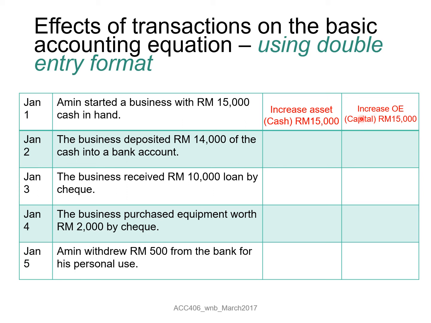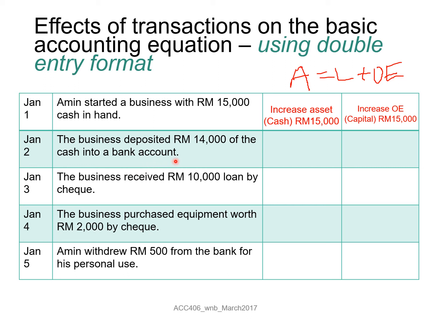Kalau you tak faham lah. Okay. So, bila I increase asset sama dengan liability campur OE. Which means that bila I increase here and I increase OE with the same figure, dia balance lah. Next adalah 2nd January, the business deposited 14,000 of the cash into the bank account.